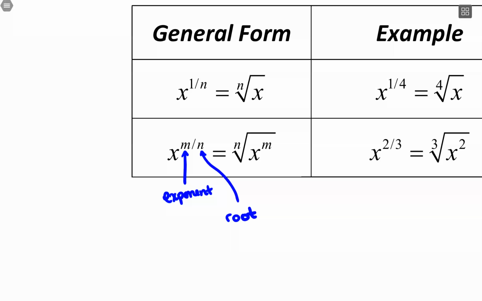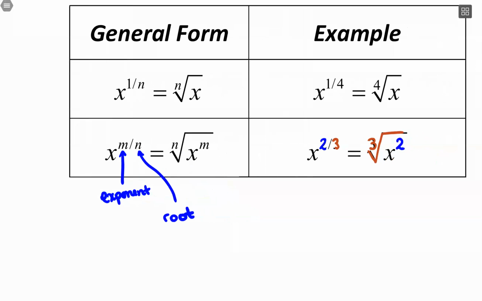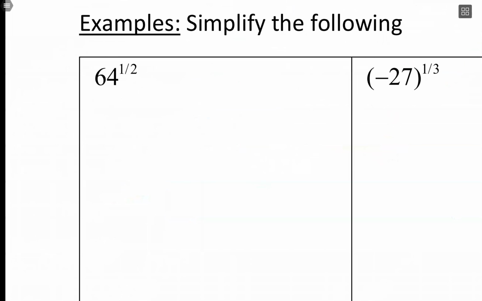So x raised to the 2/3 power, that denominator of 3 becomes the root, so this is a third root, and then that exponent of 2 coming from the numerator goes on the base of x. So that would be the same thing as the third root of x squared. Typically when I do these, and this might just be my brain, I usually think about the denominator first, take care of that, making the radical, and then go to the number that's in the numerator. So let's look at some examples.